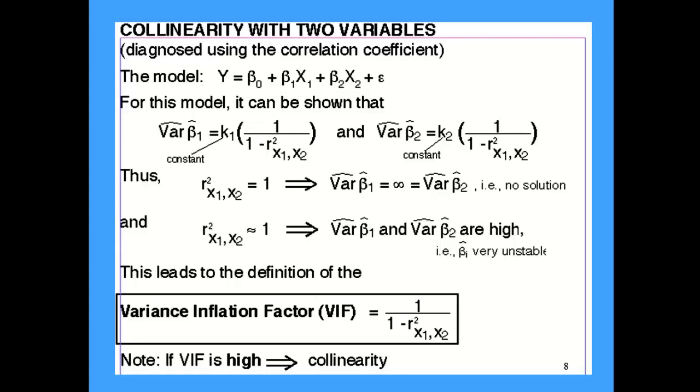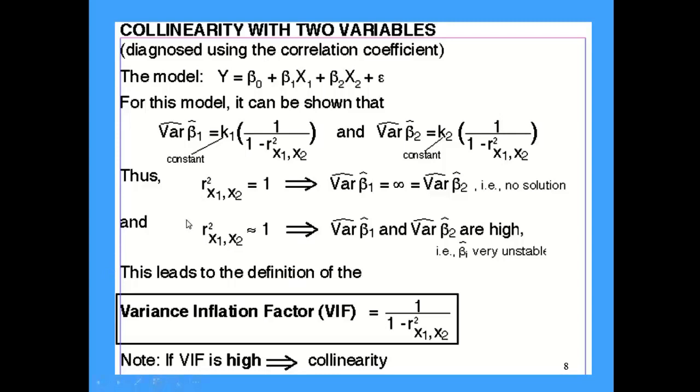If you have two variables in a model and they're perfectly collinear, then the estimate is completely unreliable. The variability of the estimate is as unreliable as it could be. It's infinite, which essentially means you can't put any reliability on it, you can't make any sense out of any one of these estimates. That's what this says.